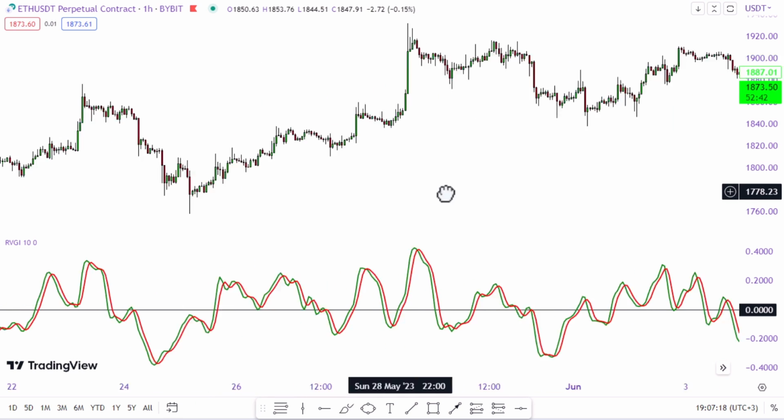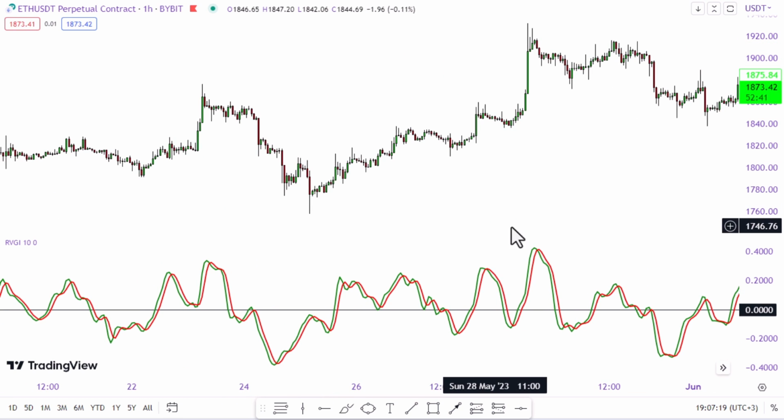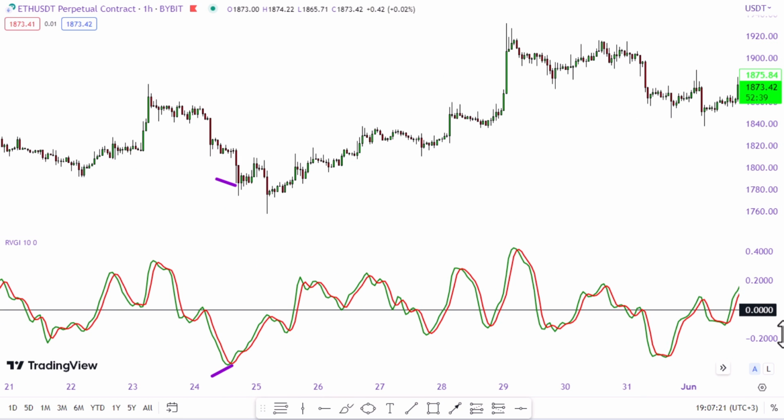Third, the divergence of the RVI and the price chart. When you see a bullish divergence, it means the price chart has formed a new low that's even lower than the last one. But at the same time, the RVI low, which is made by the two indicator lines crossing, is actually higher than the previous one. This shows that the sellers are not very strong, and there may be a reversal upward soon.